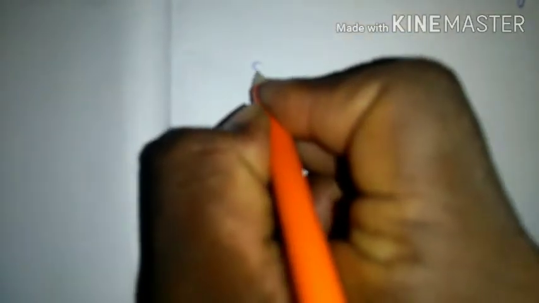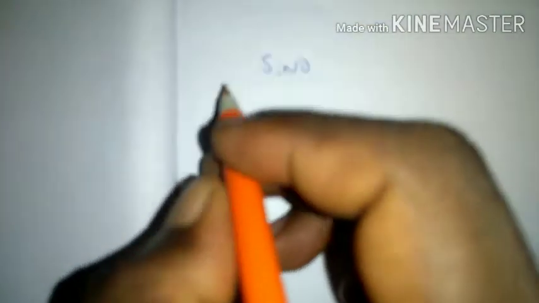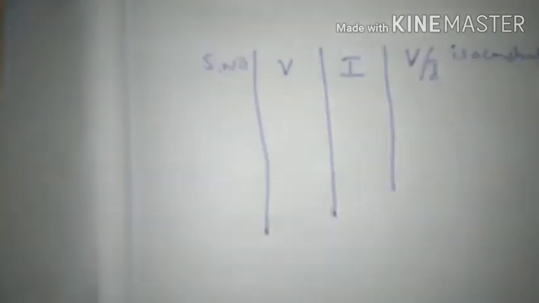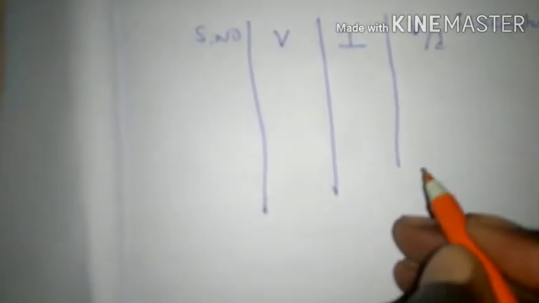In a table, first one, serial number. This is the first column. Next one, potential difference in volt. This is the second column. And third column, current in I. And fourth one, V by I is a constant. This is the fourth column.